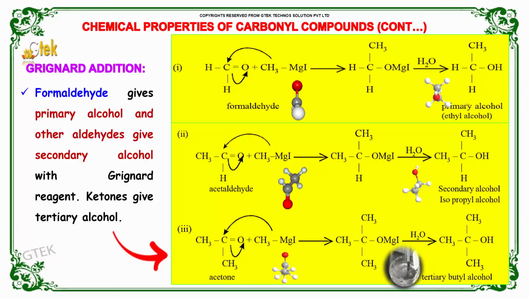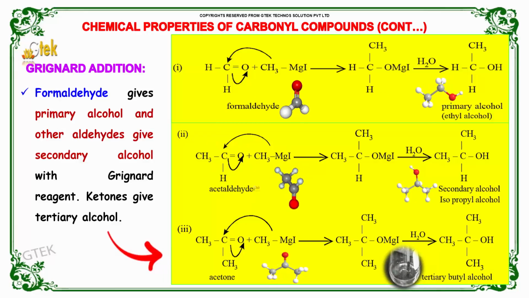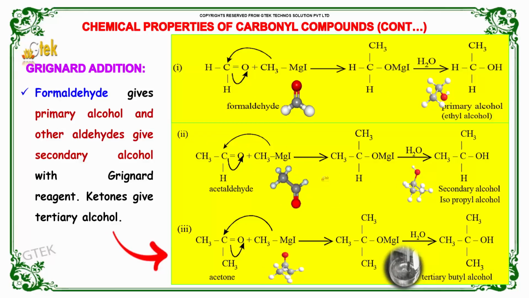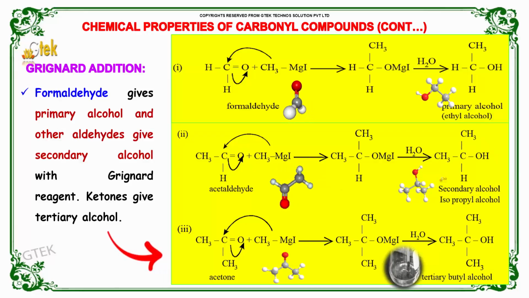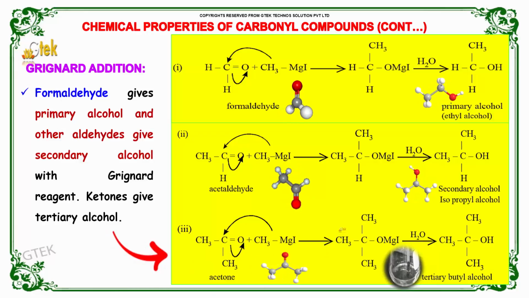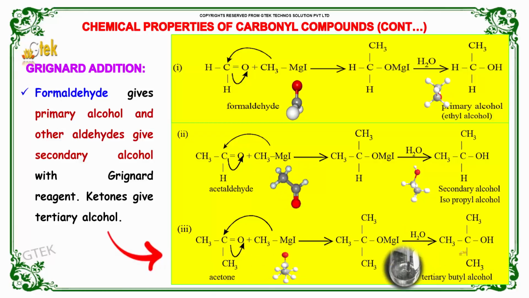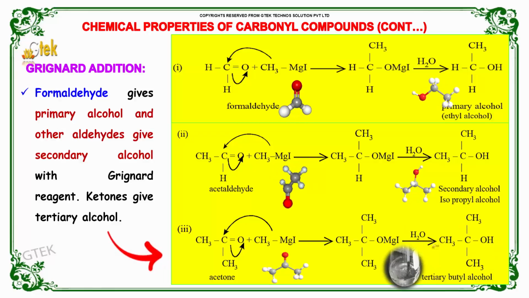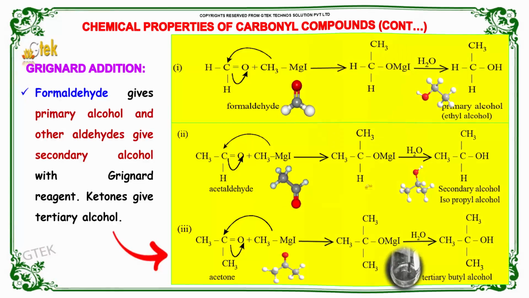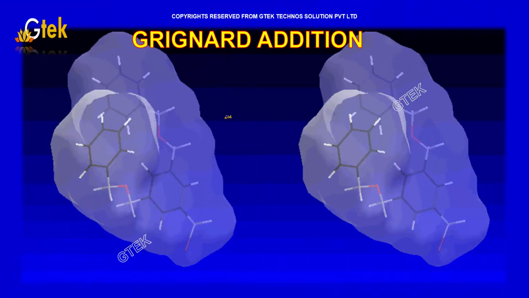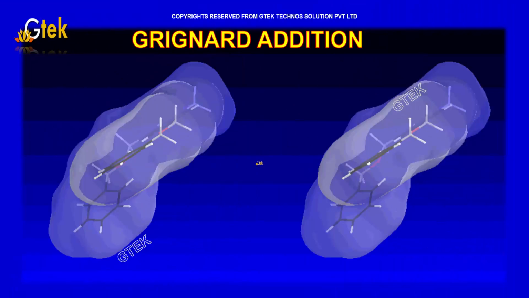ethyl alcohol. Whereas when acetaldehyde is made to react with the Grignard reagent, it produces isopropyl alcohol, which is secondary in nature. When acetone is made to react with the Grignard reagent and hydrolyzed, it produces tertiary butyl alcohol. This is an example of Grignard addition.